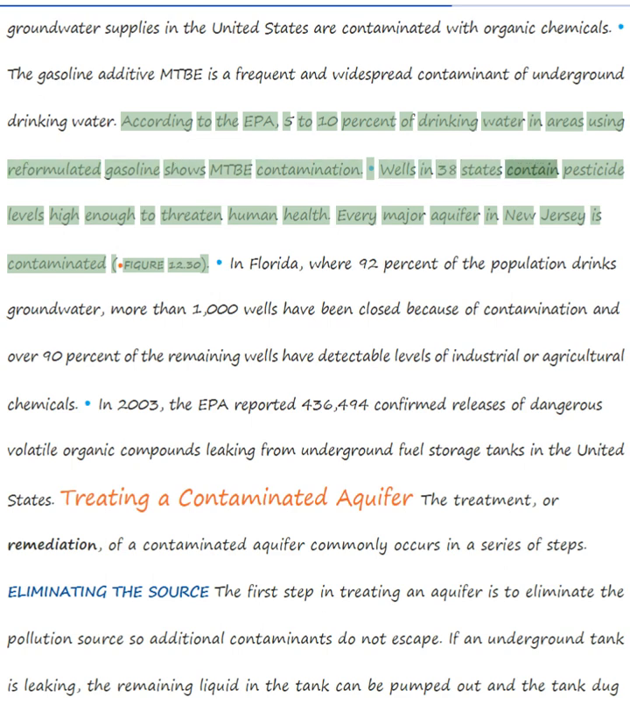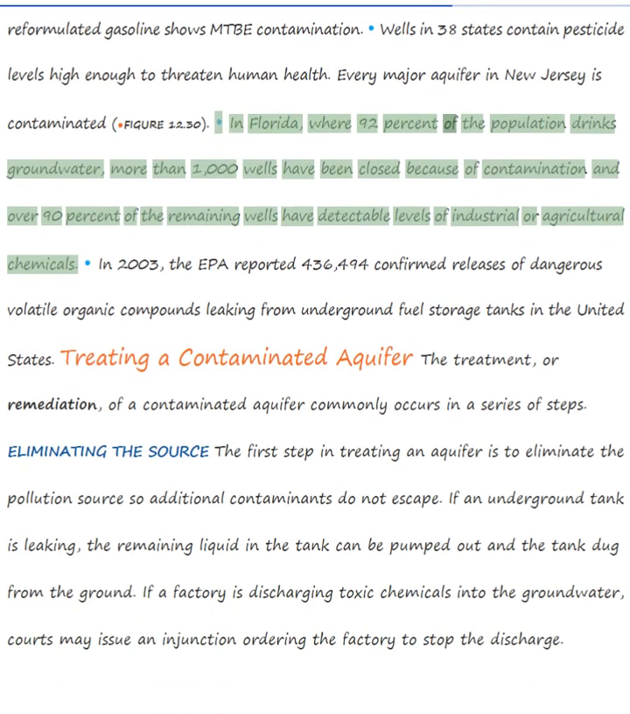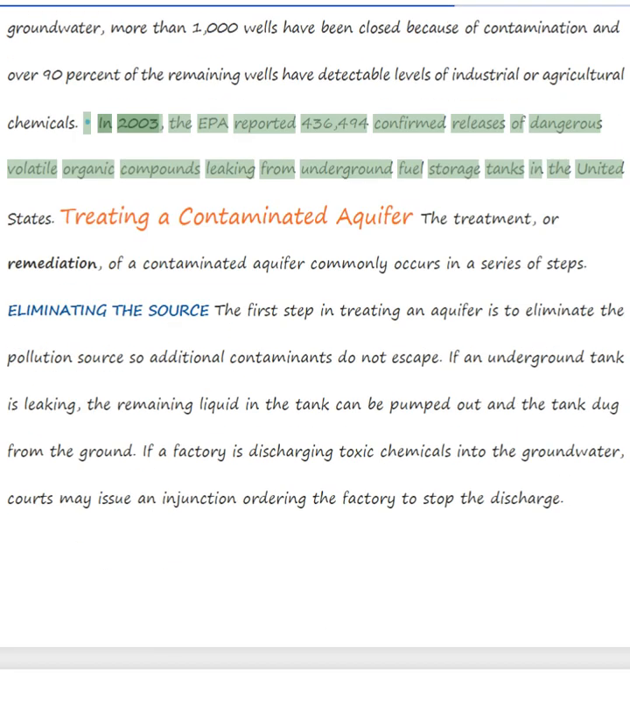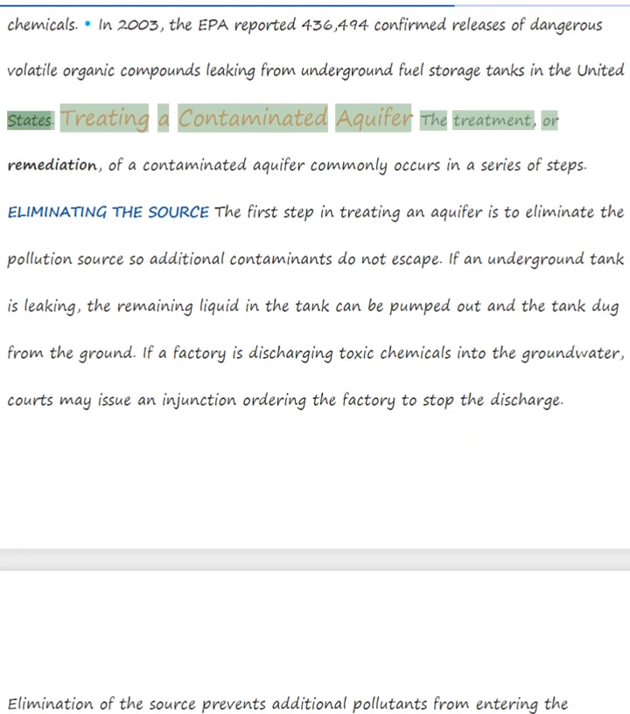Wells in 38 states contain pesticide levels high enough to threaten human health. Every major aquifer in New Jersey is contaminated. In Florida, where 92% of the population drinks groundwater, more than 1,000 wells have been closed because of contamination, and over 90% of the remaining wells have detectable levels of industrial or agricultural chemicals. In 2003, the EPA reported 436,494 confirmed releases of dangerous volatile organic compounds leaking from underground fuel storage tanks in the United States.